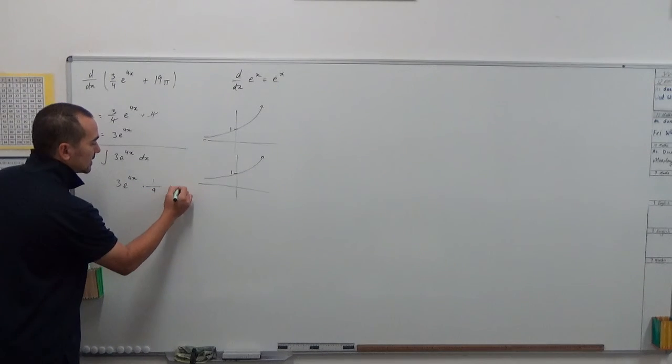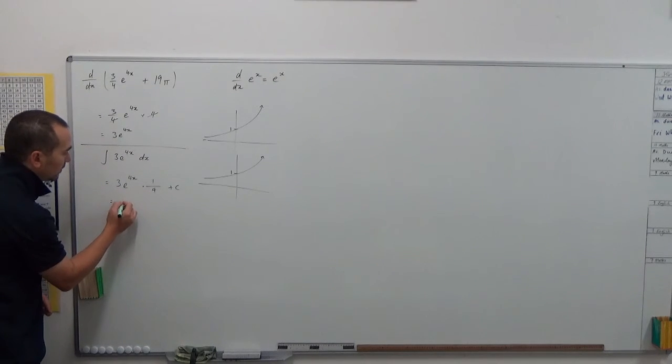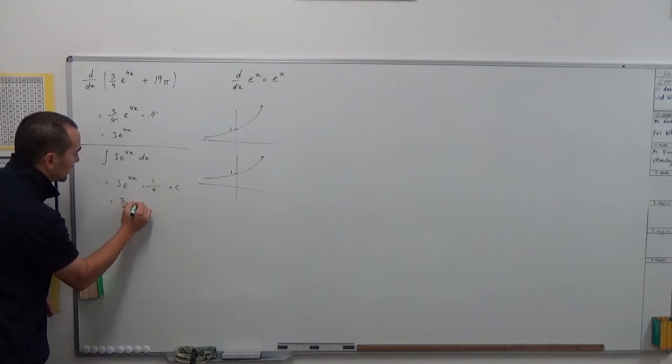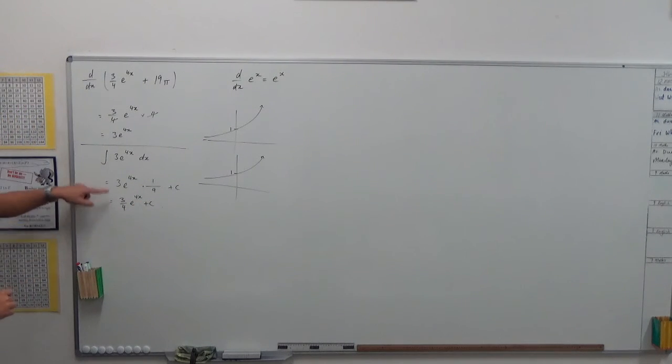Don't forget to add the c now that the integration sign is gone. And we're left with 3/4 e to the 4x plus c. Does that look like where we started? Yes, it does. Okay, thanks, Eddie.